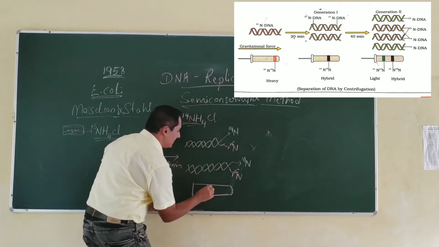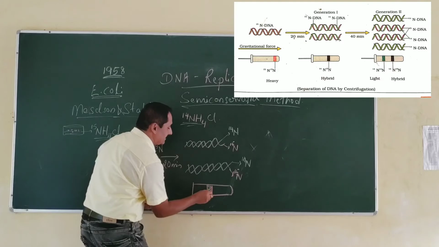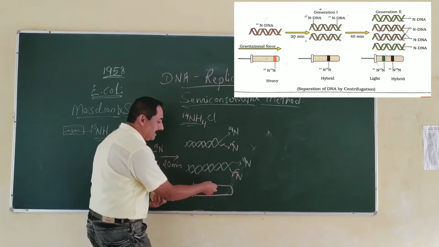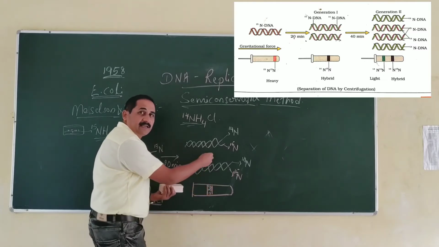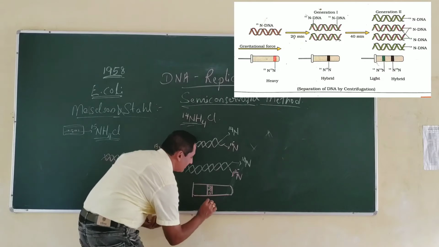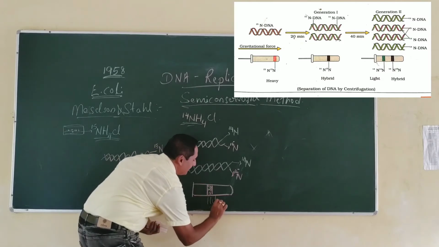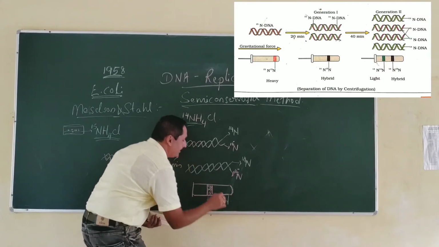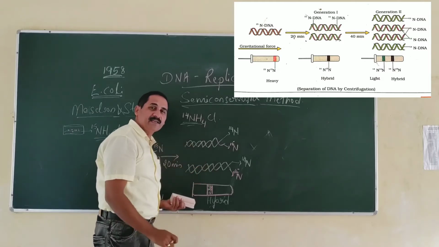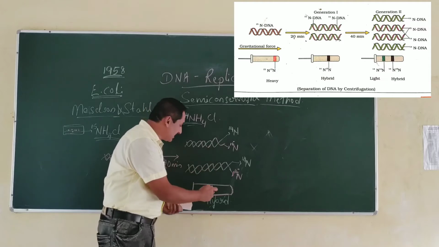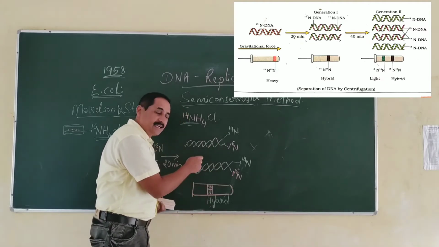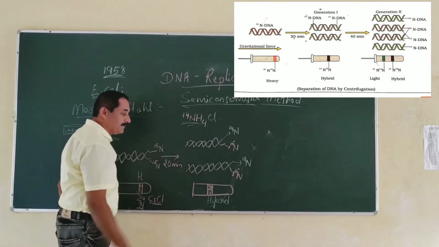The N14 light DNA settled at the median position, and the heavy strand also settled at the same position because it is double stranded. It forms a hybrid density. The hybrid density contains both the heavy strand and the light strand, so it forms a hybrid density in the cesium chloride density gradient solution.